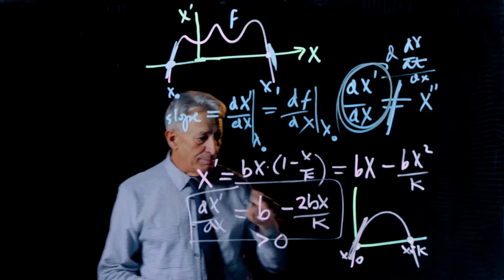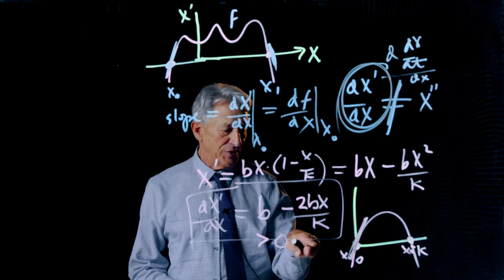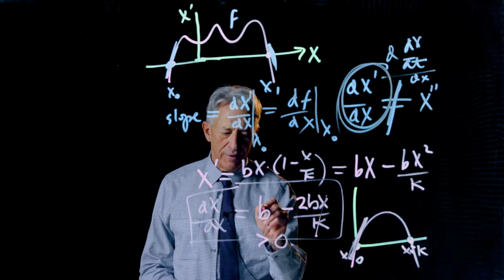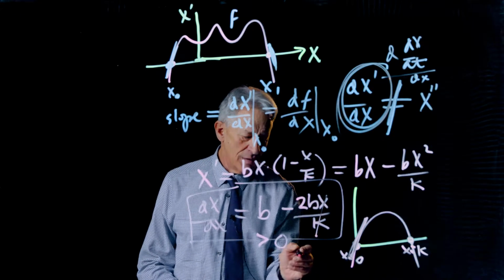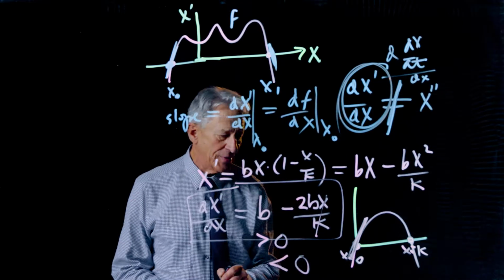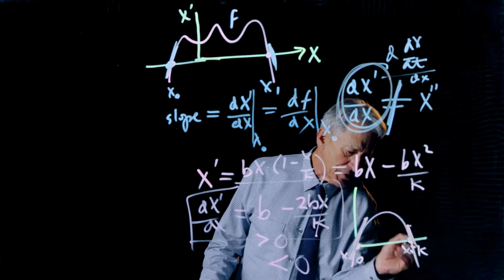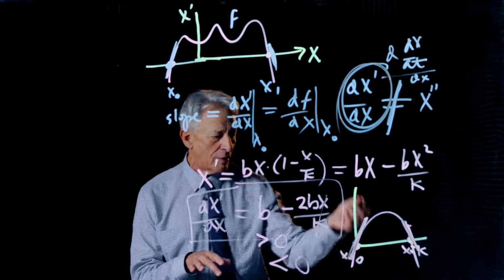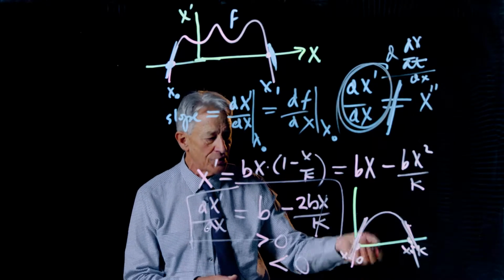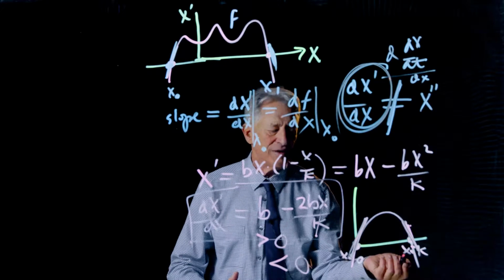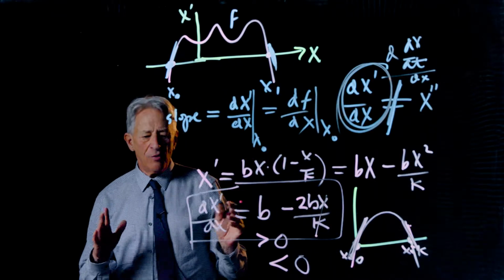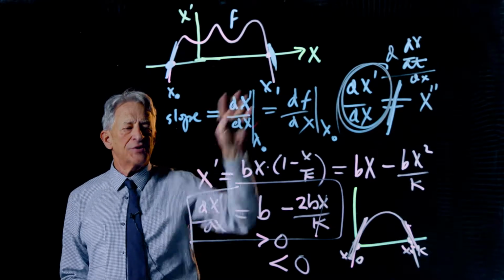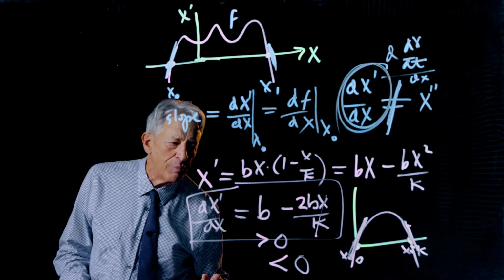Now, on the other hand, if I plug x equals k into this, then that cancels out. And I now have b minus 2b, which is always less than 0, which is telling me that the slope here is negative, which is confirming algebraically what our eyeball look told us, which is that the slope there is negative.